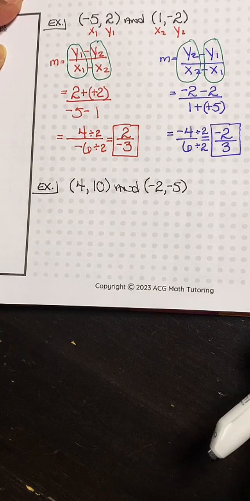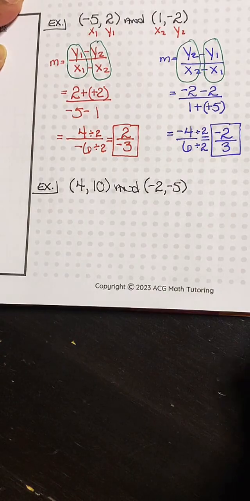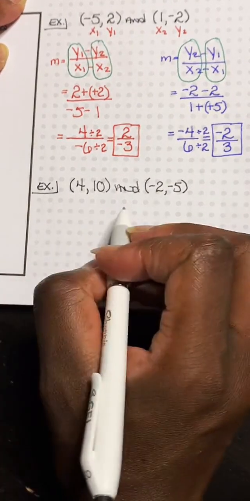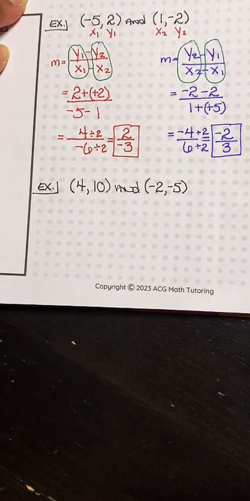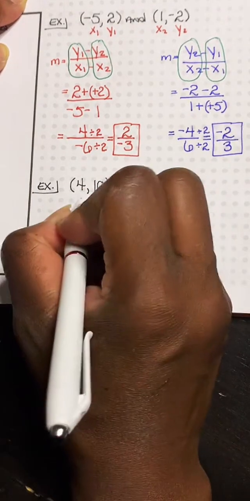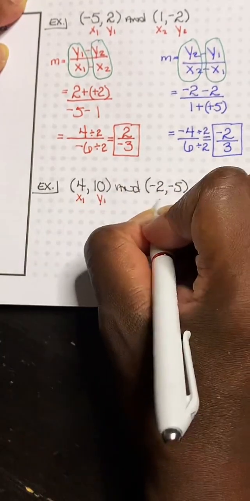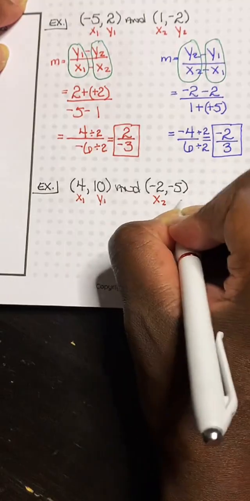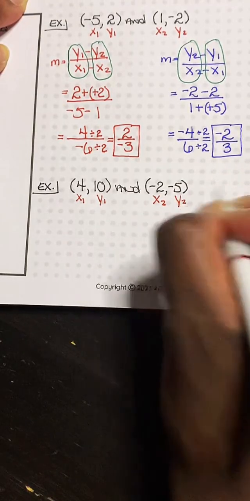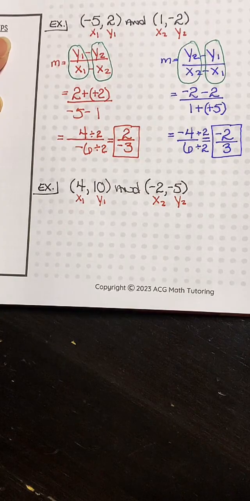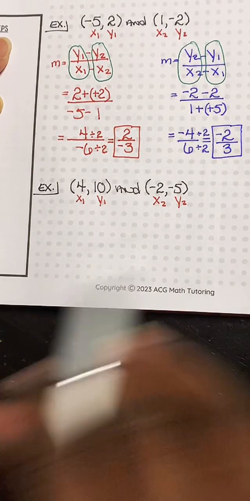So, we have our first point. This is our x1. This is our y1. This is our x sub 2. This is our y sub 2. Okay, try to find your slope.